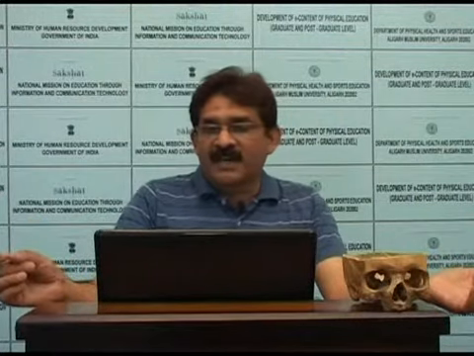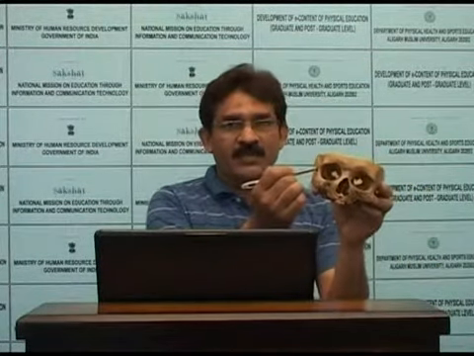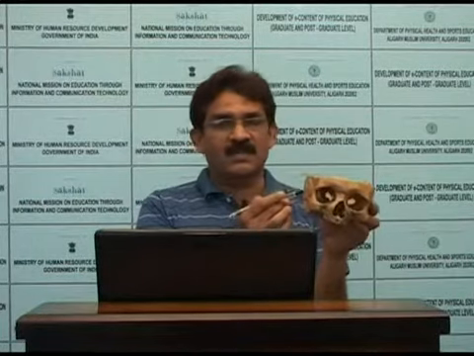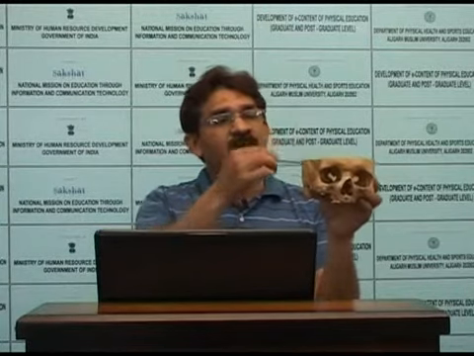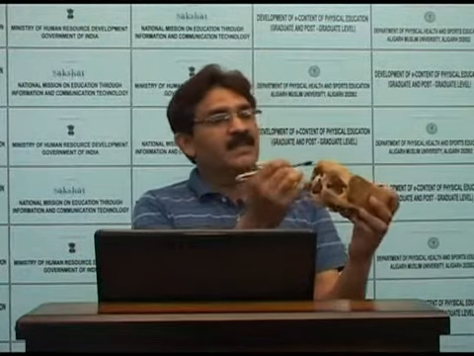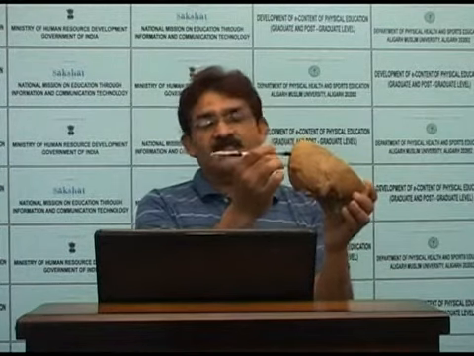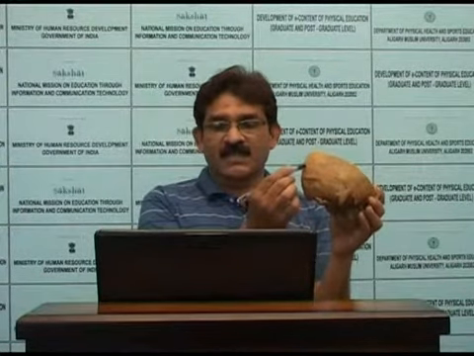Now let us start the lateral aspect of the skull. Lateral aspect means this is the lateral side of the skull. Here are different bones, but with sutures we can explain. This is the parietal bone, and in this area the frontal bone, and this part is the occipital bone.